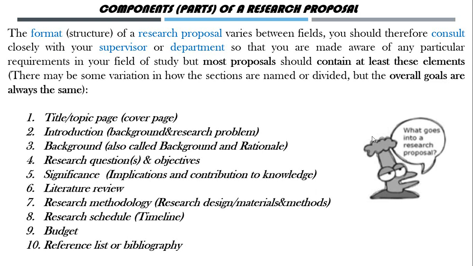In most cases, you will find that most research proposals have these components: the title or topic page or cover page. They also have the introduction, but sometimes instead of calling it introduction, they call it the background and the research problem. In other cases, the introduction is separate from the background. The proposal also has a section on the research questions and the objectives, a section on significance, a part which talks about the literature review, the research methodology, the research schedule or timeline, the budget, and the last part which shows the list of cited works.